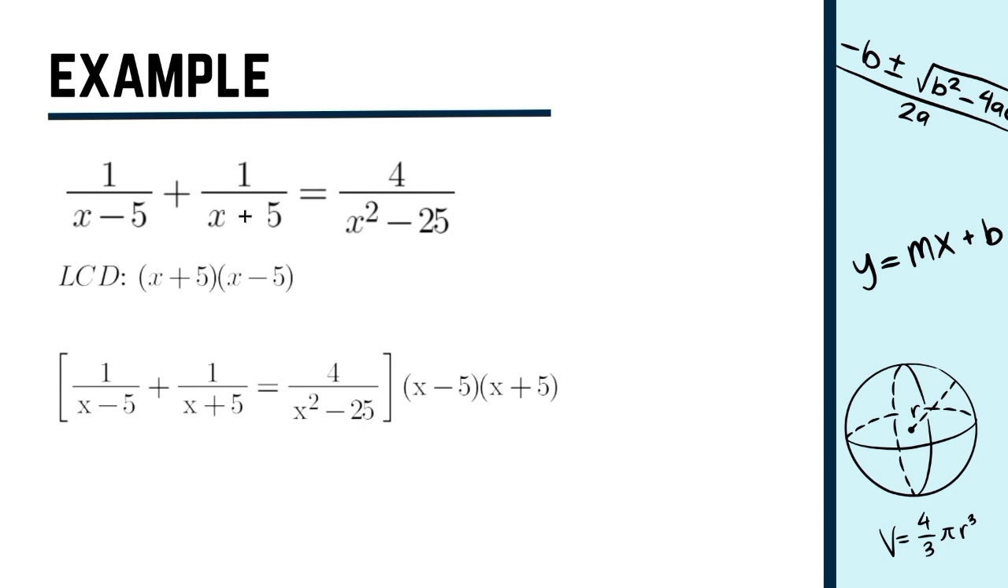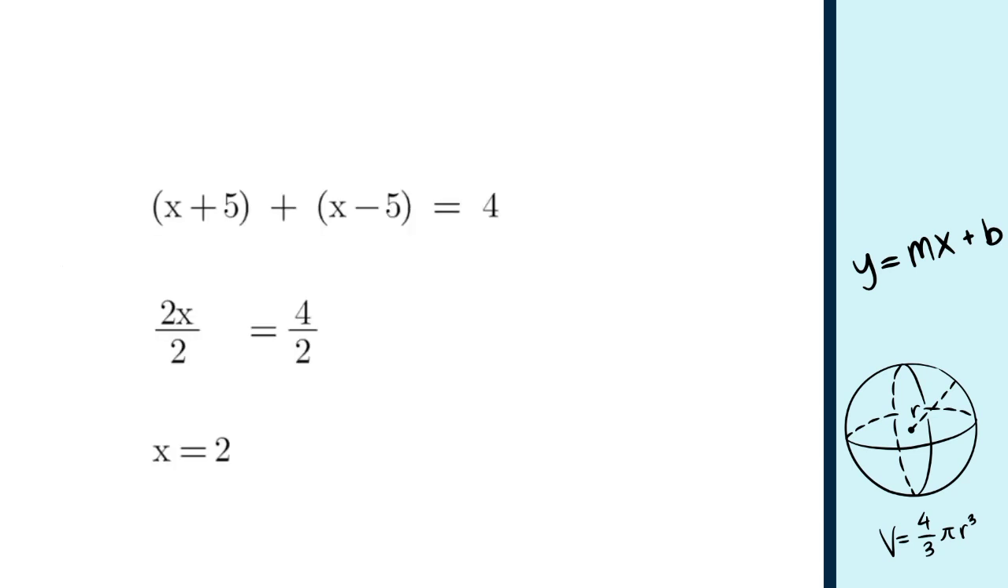Quantity x minus 5 and quantity x plus 5 times 1 over x minus 5. X minus 5 will be cancelled and x plus 5 will be multiplied to the numerator 1. Same with 1 over x plus 5. X plus 5 will be cancelled and x minus 5 will be multiplied to the numerator. Doing the same process in 4 over x squared minus 25, x minus 5 and x plus 5 will be cancelled since the factors of x squared minus 25 are x minus 5 and x plus 5. The numerator 4 will remain.